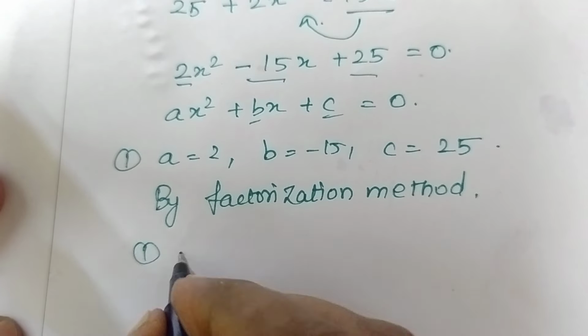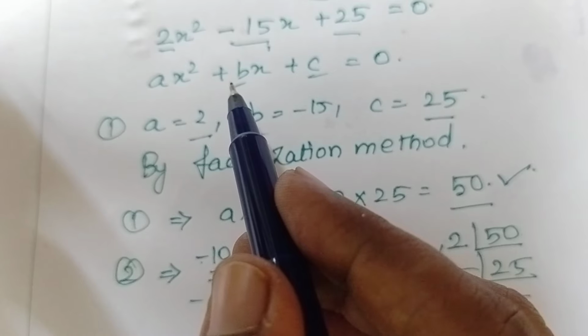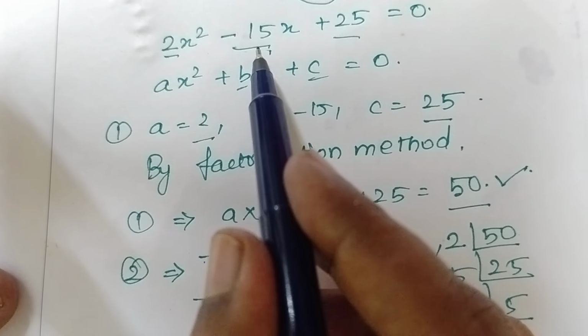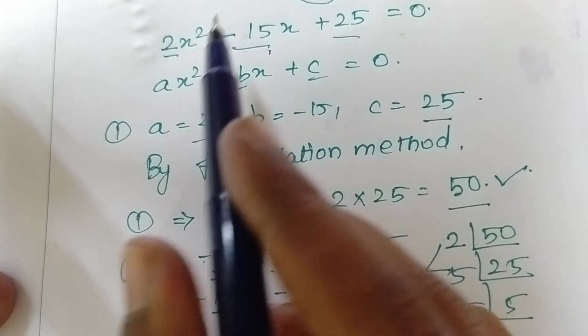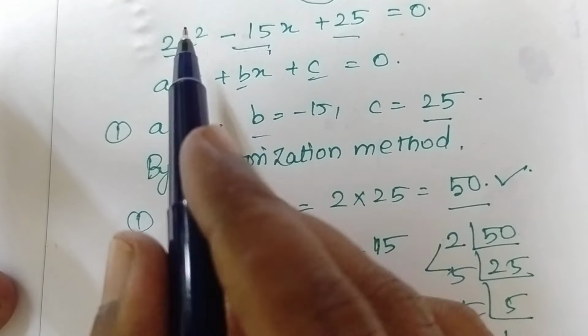So these two numbers satisfy these conditions. Now I'm going to apply these two numbers in the place of this b value. Where is b? Here. Here b is there, so I'm going to substitute in that place. For that, I'm going to write the actual equation here. The actual equation is 2x square minus 15x plus 25 is equal to 0.